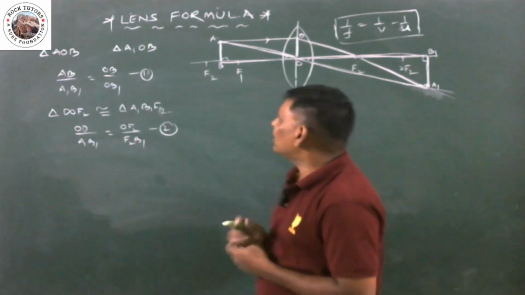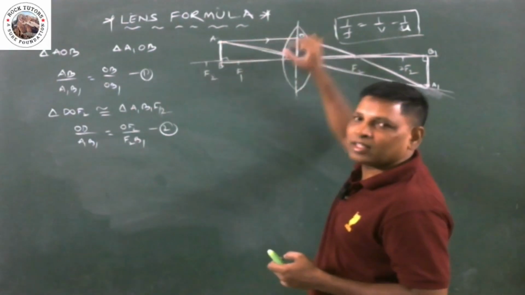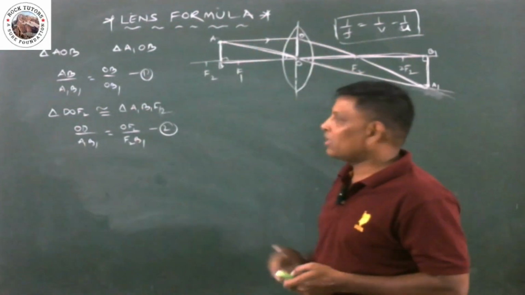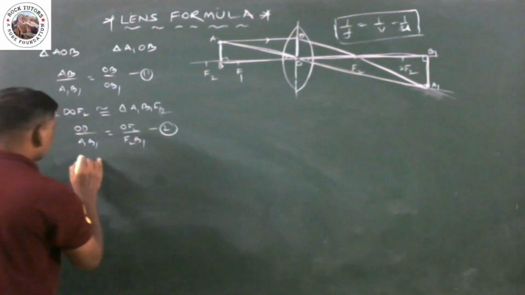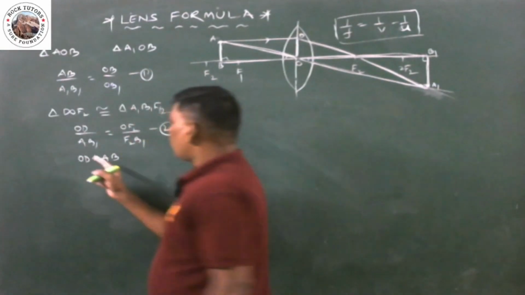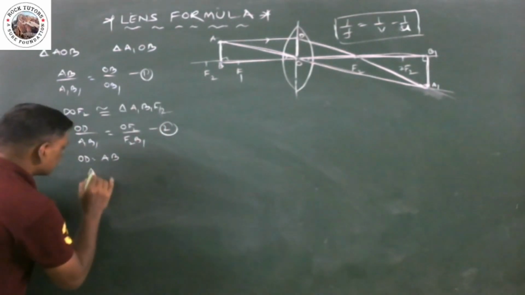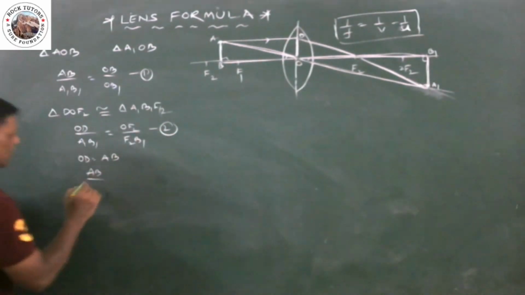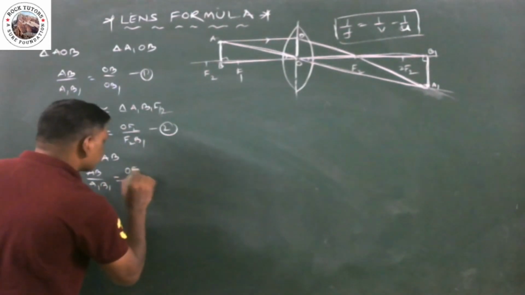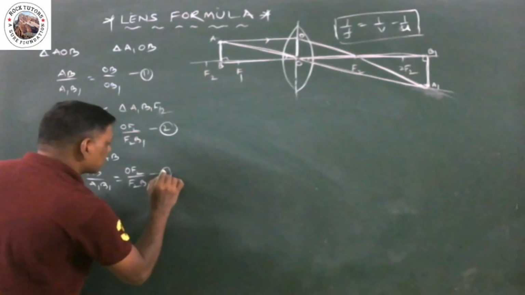We know that here OD is equal to AB. Both are equal heights, because these are parallel, so OD is equal to AB. If I substitute OD in this equation, we will get AB by A1B1 is equal to OF2 by F2B1. Equation number 3.